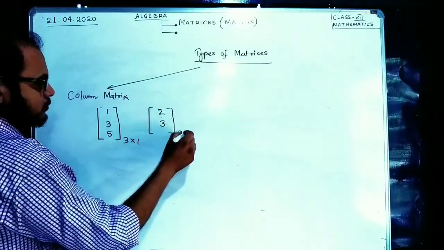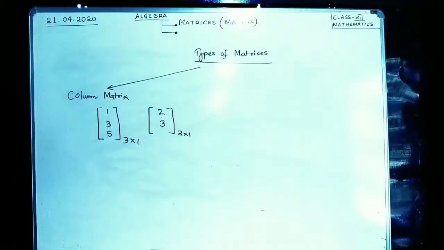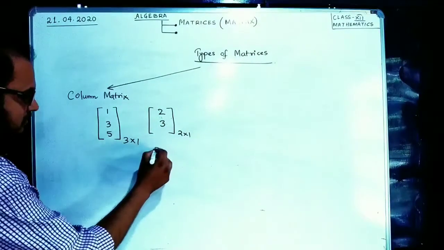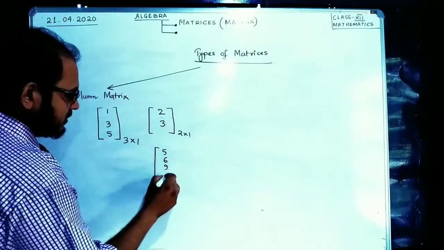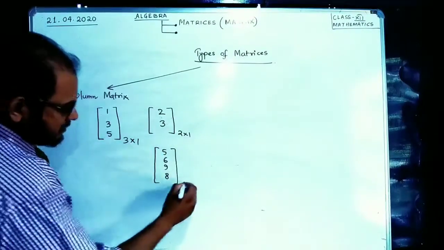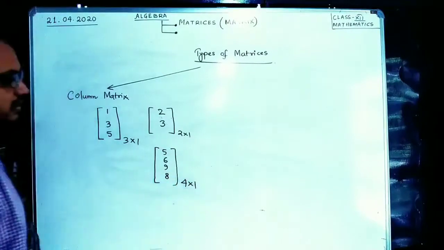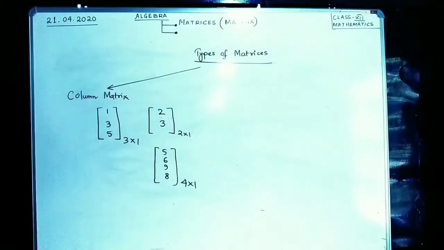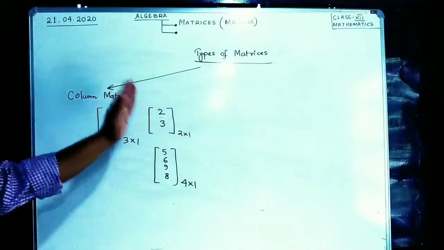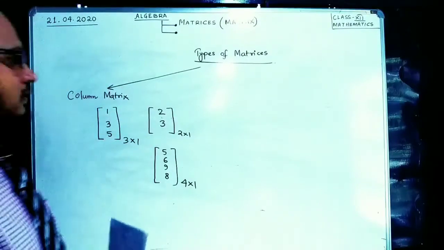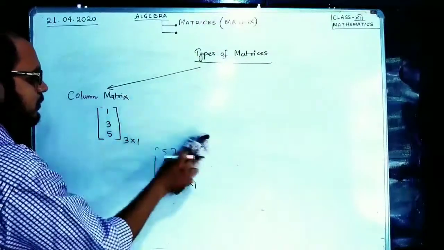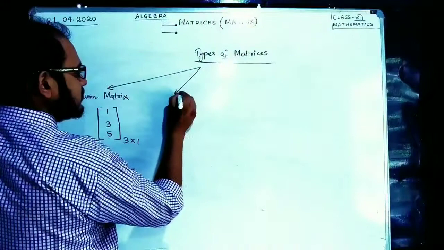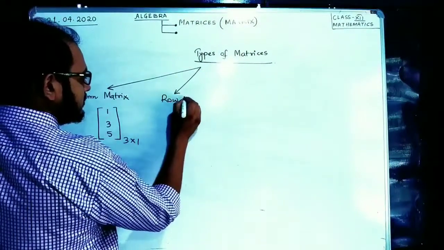This is a 2 by 1 matrix, another column matrix. This is another column matrix, 5 6 9 8. It is a 4 by 1 matrix, another column matrix. So a column matrix is a matrix which has only 1 column. That's a column matrix. Now we are clear about column matrix. Let's move on to row matrix. Similarly, there is a row matrix available.